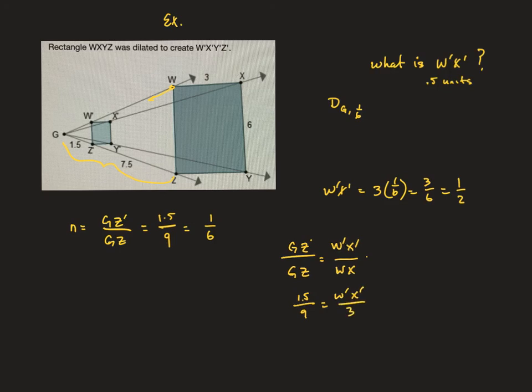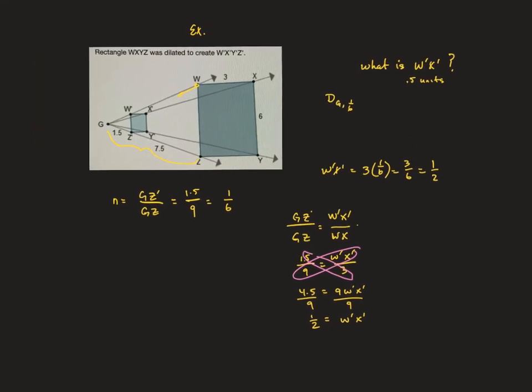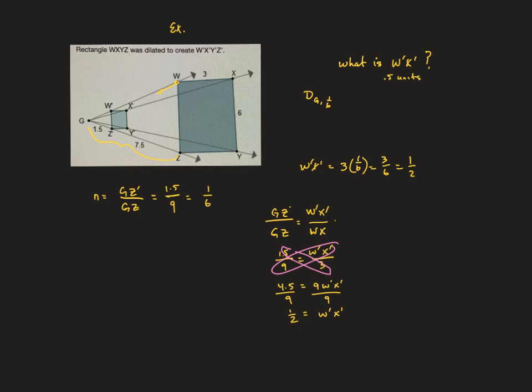And if you were to do the cross product property, it turns out that that is going to be equal to 4.5 equals 9 times the unknown, divided by the coefficient 9. And then it tells me that that length is going to be equal to 1/2. So there you go, 1/2 units. So I could use the cross product property, a little bit more formal way, to identify the relationships and determine the scale factor and future lengths.